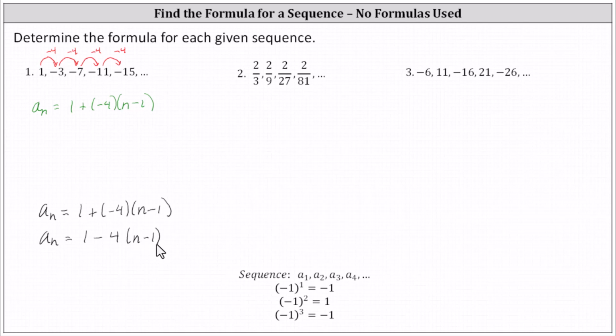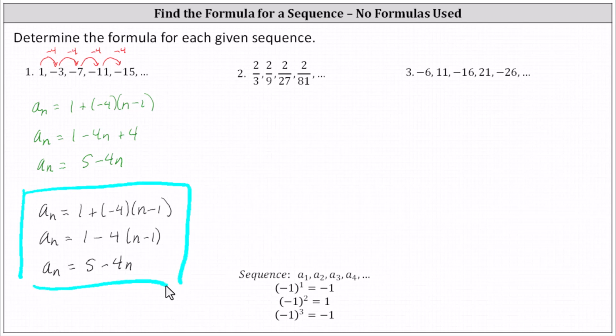Or for another option, we could clear the parentheses by distributing and then combine the like terms. Distributing in this form or the form above, we have a sub n equals 1 plus negative 4 times n, or minus 4n, and then plus negative 4 times negative 1, which gives us plus positive 4. Simplifying, we have a sub n equals 5 minus 4n. This would be another way we can express the formula for the sequence, all of which would be correct.